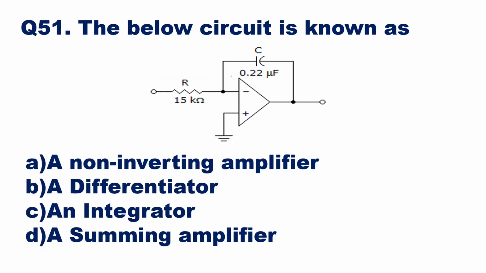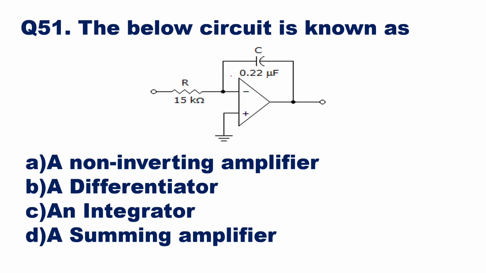Now question number 51: the below circuit is known as what? Here, in this circuit, R is in series with the input voltage, and capacitor C is acting as the feedback component. So in this case, we remember that it acts as an integrator circuit.